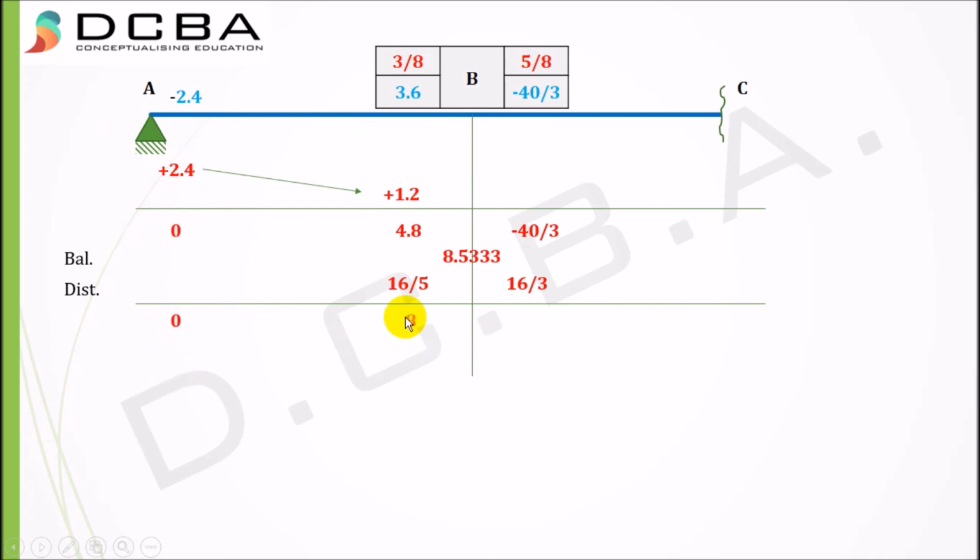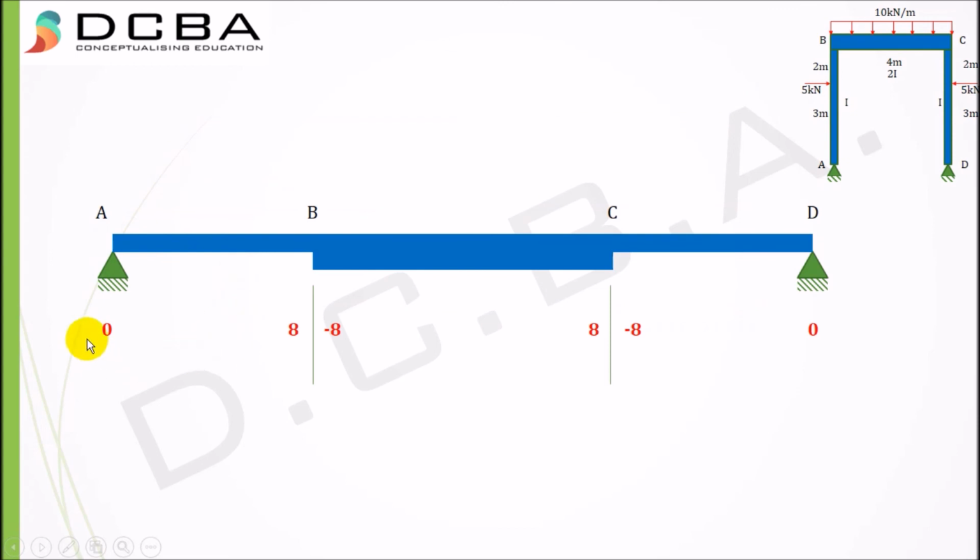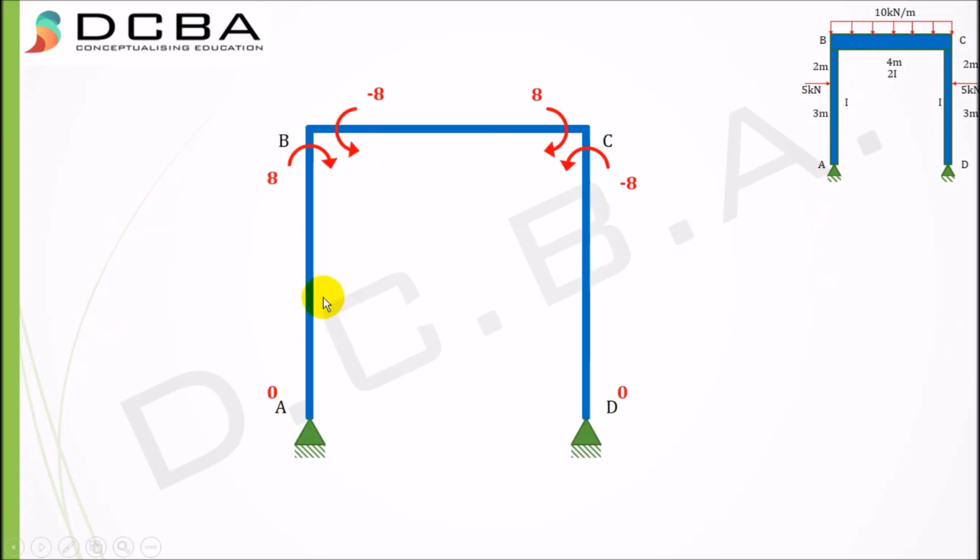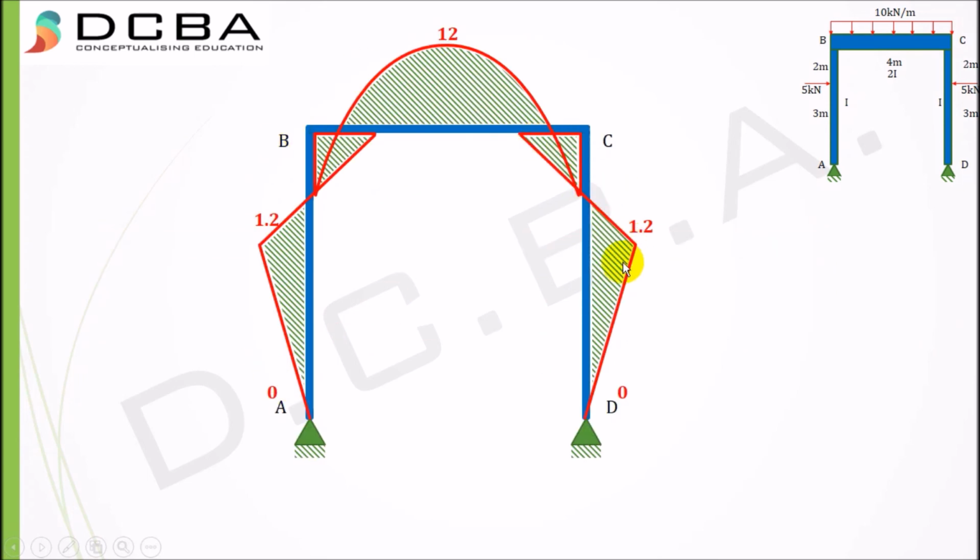We get here 0 plus 8 minus 8, and that's it. Your moment distribution in one step is done. So these are the final moments that we have written here. Under A, that is the hinge, it is 0. Under B, BA is plus 8, BC is minus 8. CB is plus 8, CD is minus 8, and again 0. Whatever we got here on the left hand side, we just have to replicate on the right hand side because the structure is symmetric. And this completes your final bending moment diagram for this particular frame. And this is how moment distribution in one step is done.